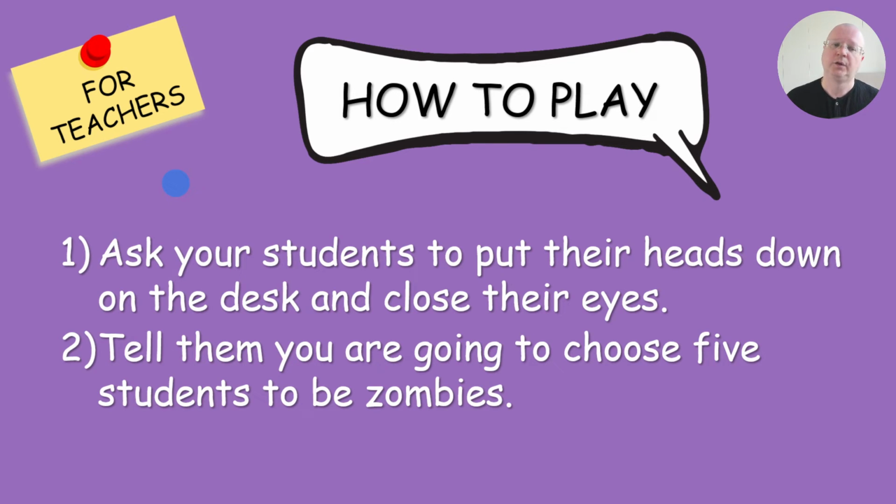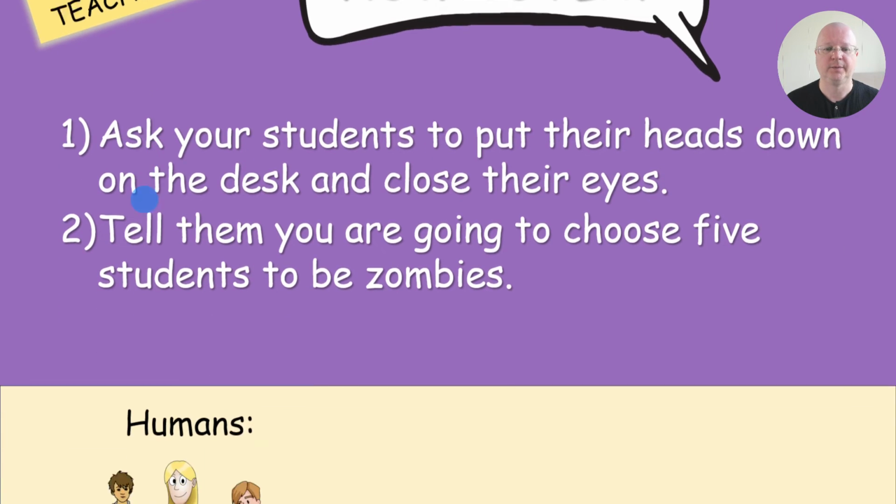So the first thing you want to do, you need to ask your students to put their heads down on the desk and close their eyes, and then you tell them that you are going to choose 5 students to be zombies, or 10 students. I mean, it depends on the size of your class. I think 5 is an optimal number, right? And how do you choose zombies? You just walk around and pat the students on the shoulders. The ones you touched become zombies. They will remember that.